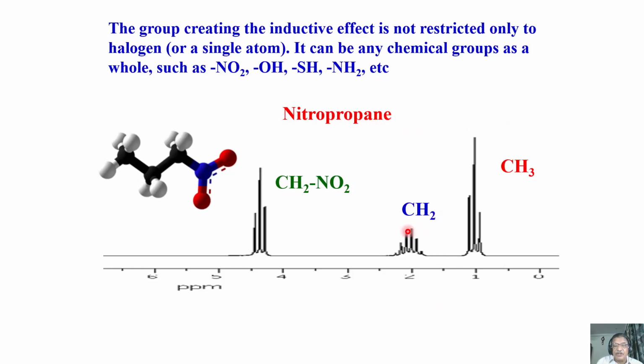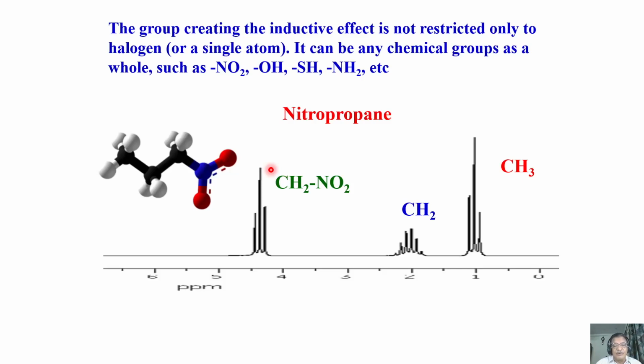Then comes the middle CH2, attached to CH3, in between NO2 CH2 and CH3. This comes here. And the CH2 which is attached to NO2 comes close to 4.5 ppm. Look at it. It has moved enormously downfield because NO2 is directly attached to this CH2 group. So, when an electronegative substituent withdraws electrons, it shifts the chemical shift. This is very clear from this.